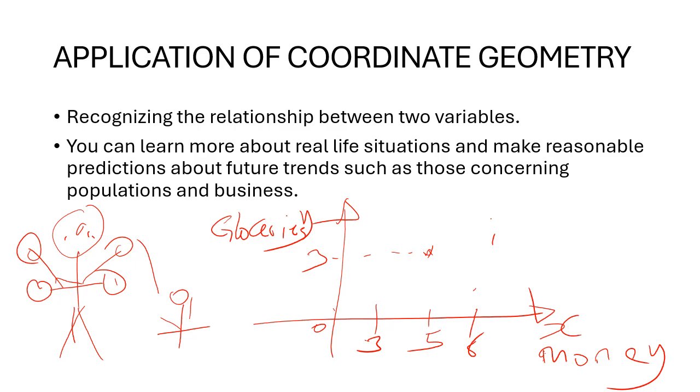Okay, so in this lesson, you are going to learn more about real life situations, and you are going to make predictable predictions about future trends such as those concerning population and business. Okay, in terms of the population, okay, let's use the same Cartesian plane. We can say y could stand for population. Okay, we'll call year zaga. Okay, there's a population of Malawi.